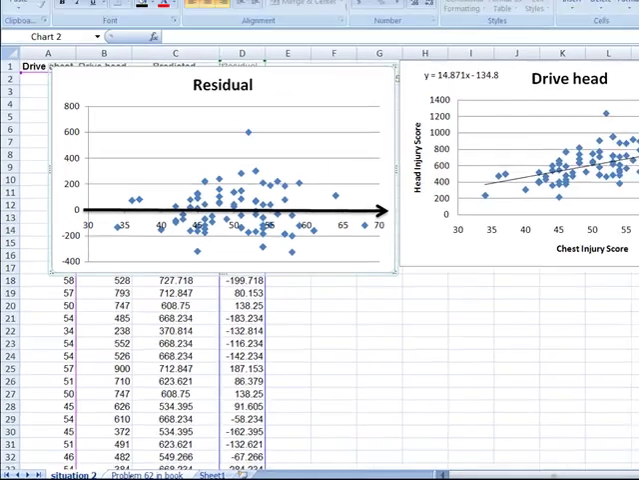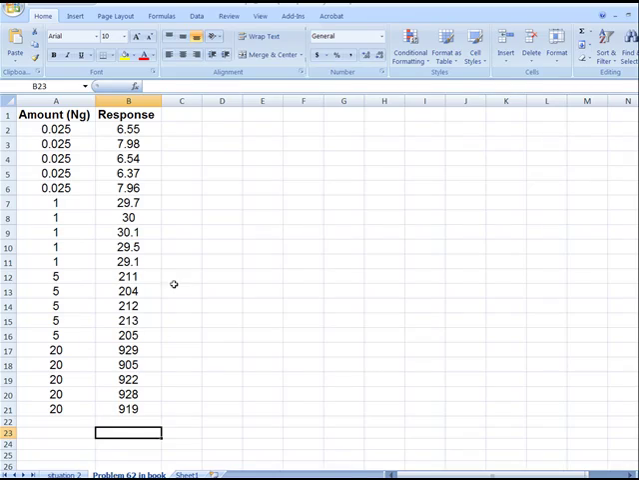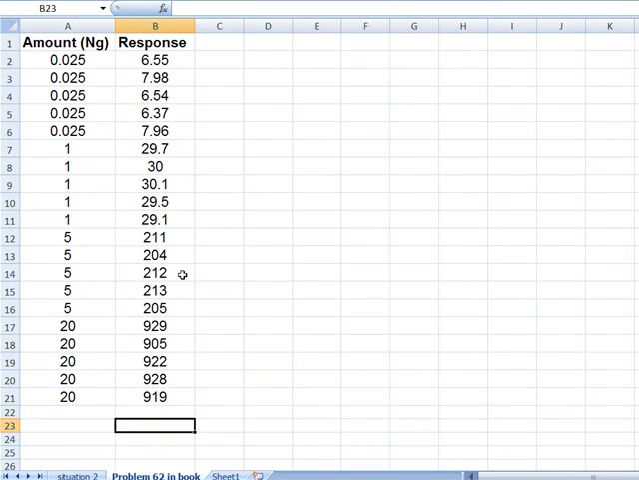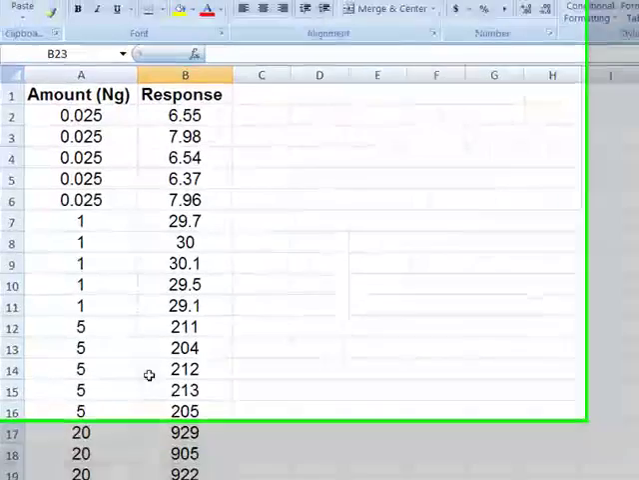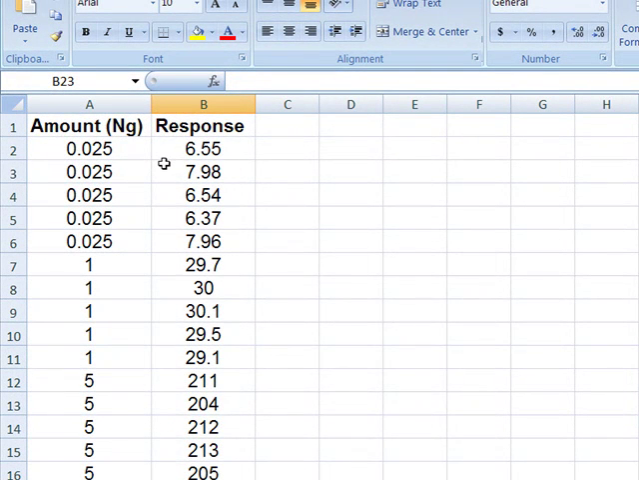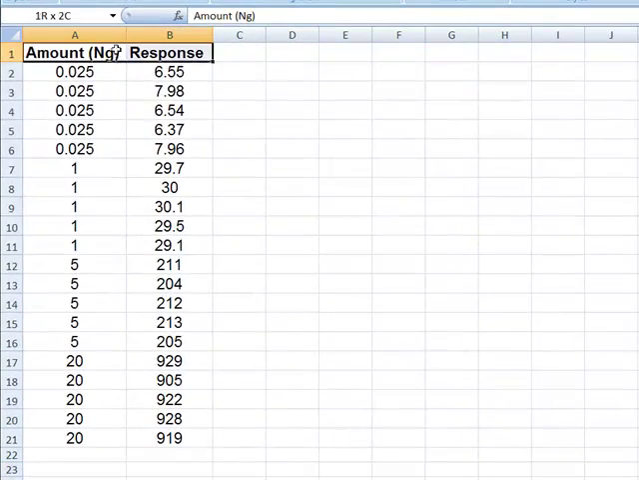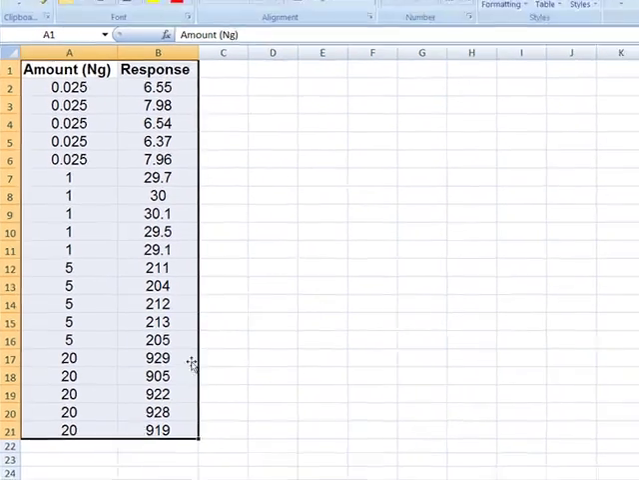Bottom, problem 62 in the book. Here is this data set. It's also a problem from section 3. I forget which problem it is. It's not 62. But I'm going to quickly create a scatter plot of this.